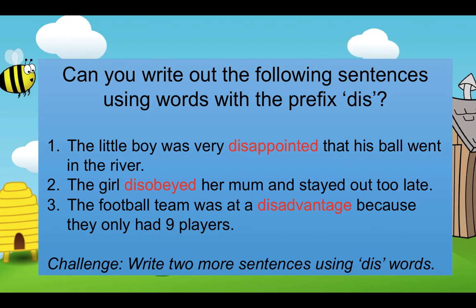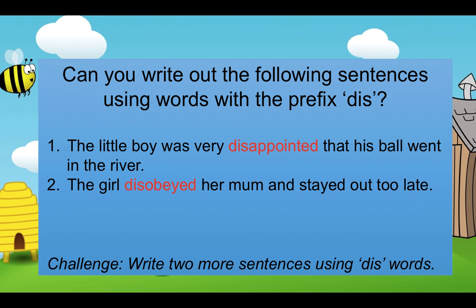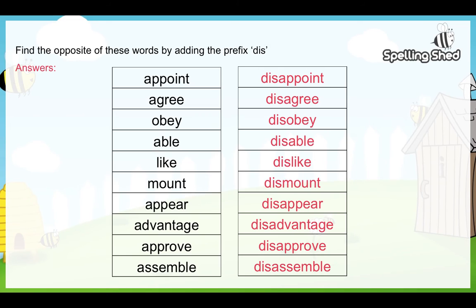Okay, your challenge for today. Can you write 2 more sentences using any of our dis words? So if we go back to our words here, can you choose 2 more of those words and write them in your own sentences, making sure you've got a capital letter at the beginning and a full stop at the end? Okay, pause the video here, have a go at that, make sure you're spelling those spelling words correctly.